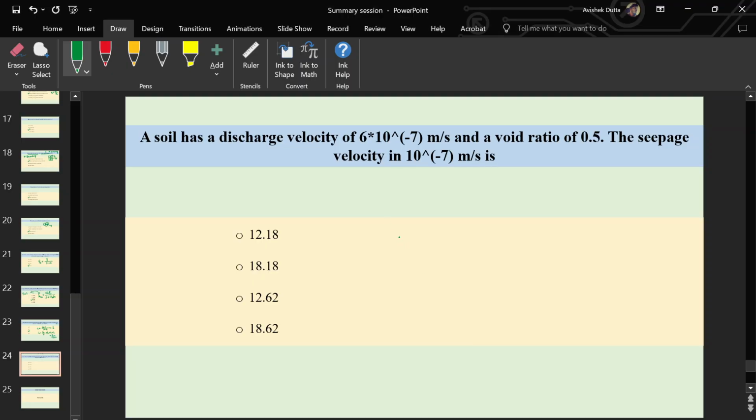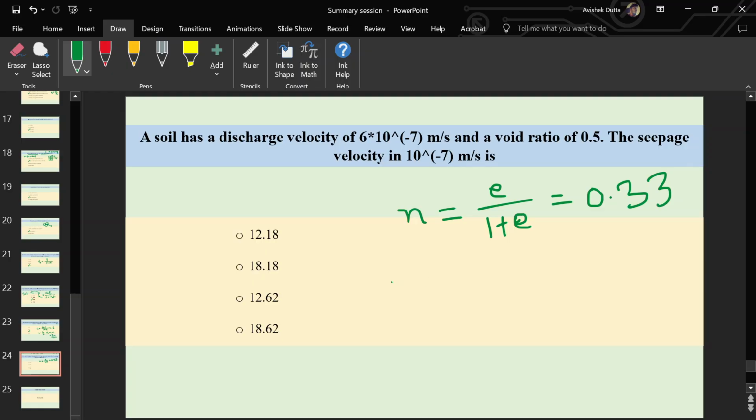V by porosity is equal to the discharge velocity. Yes. So firstly we have to find out the porosity. What is the formula of porosity from void ratio? E by 1 plus E. Okay. So here I will be using decimal. If you want to use fraction, it is your choice. If I use decimal, 0.5 by 1.5, I am getting, up to 2 decimal places, 0.33. You can also write it like 1 by 3.